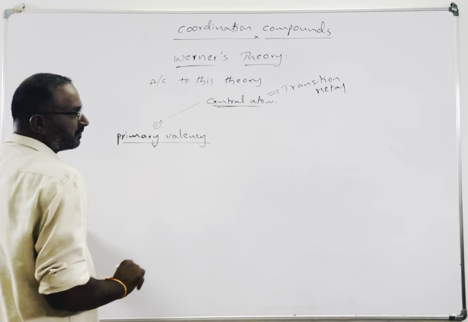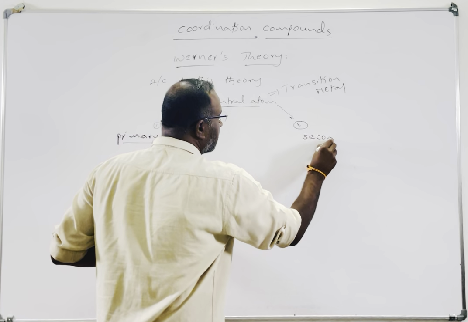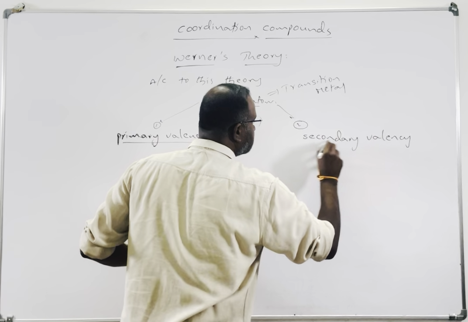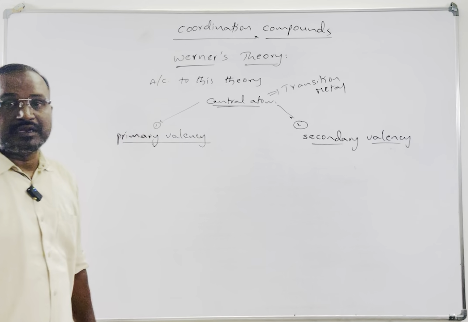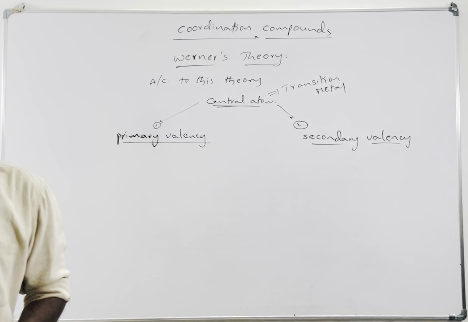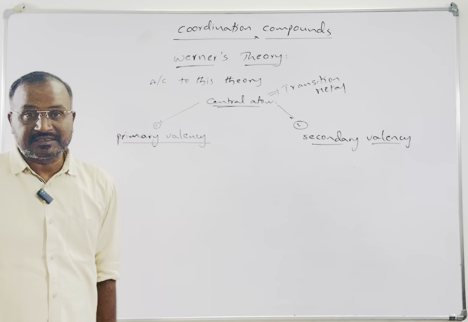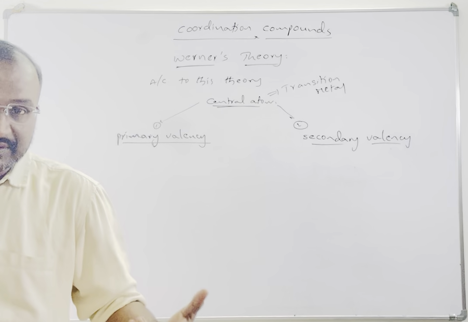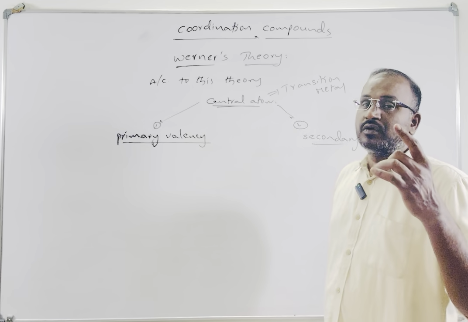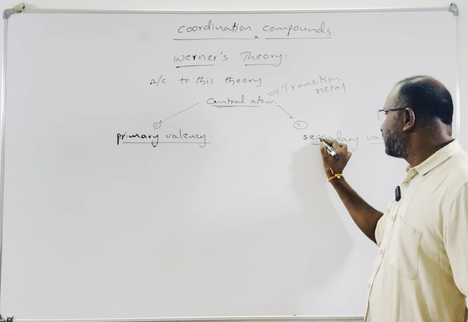Primary valency, and the second one is secondary valency. Every transition element has two types of valencies in coordination compounds. If a transition metal or central metal atom forms coordination compounds, it can exhibit two types of valencies, which shows it has the ability to form coordination compounds. So, primary valency and secondary valency.